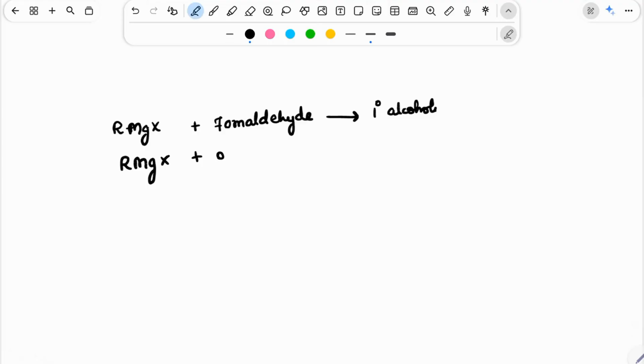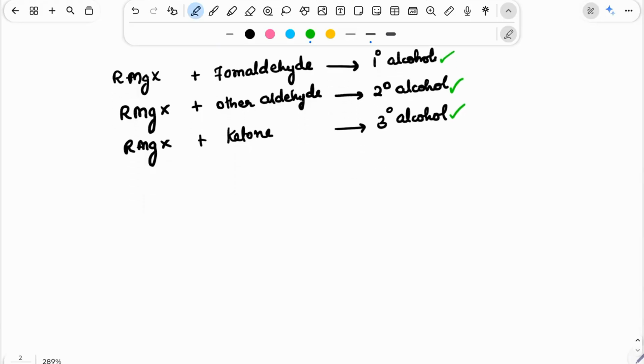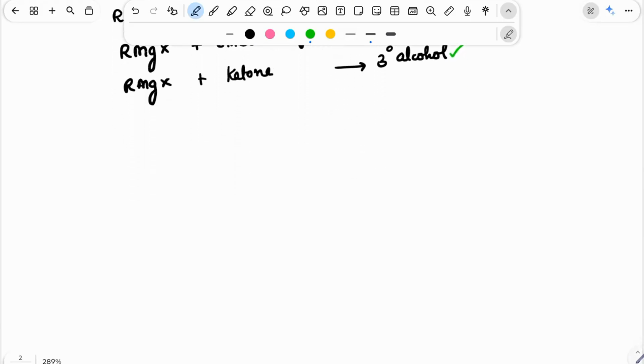If I use formaldehyde, I can end up with primary alcohols. If I am taking a Grignard reagent with an aldehyde other than formaldehyde, I can get secondary alcohols. If I am using ketones, what will I get? Tertiary alcohol. So using this method, I can prepare primary, secondary and tertiary alcohols. Now we are going to discuss how this preparation happens.